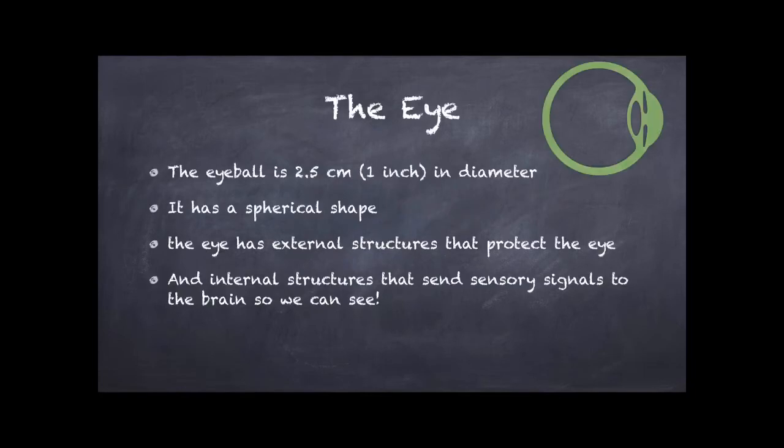So the eye is actually about 1 inch in diameter, about 2.5 centimeters, and it has a spherical shape. Obviously, it's 3D. It has external structures and internal structures that help protect the eye and also to send stimulus and signals to the brain so that it can give you the image of what you are seeing.